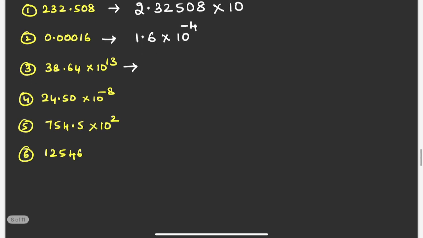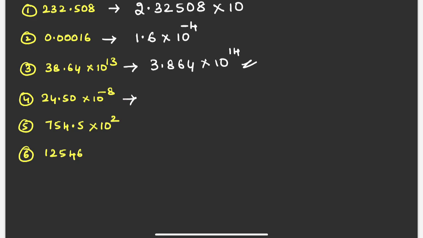Next one. Here again we have to shift the decimal. So it becomes 3.864 into 10 to the power of. How many places have I shifted? 1 digit I have shifted. I am shifting towards the left, so the meaning is plus 1. So the power will be plus 1. And here you can see there is one more 10 to the power of 13. So 13 plus 1 will be 10 to the power of 14, plus 14 or just 14. So this is the answer.